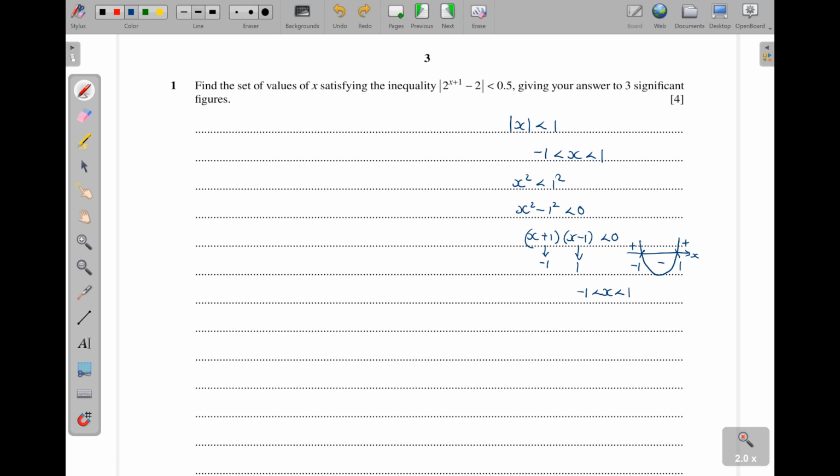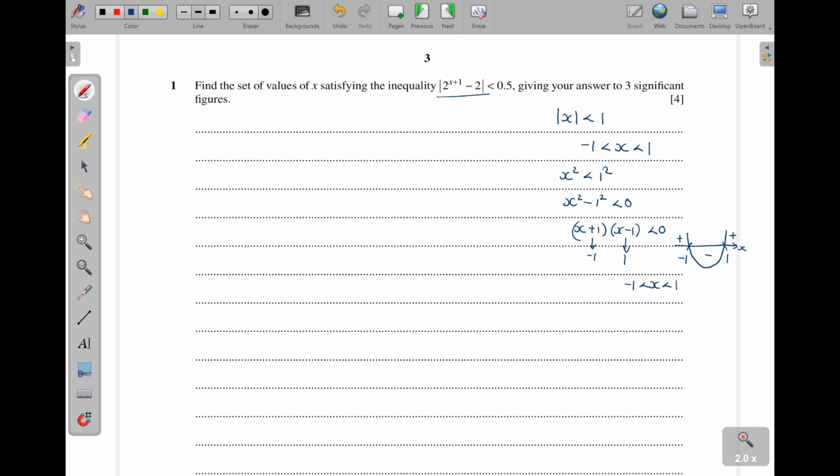Now, having picked a leaf from there, I'm going to use the same thing to solve the one given here. I'm going to write it as -0.5 less than 2 to the power x plus 1, minus 2, less than 0.5. I have another method where you consider the positive and the negative separately, but this is the simplest you can use.